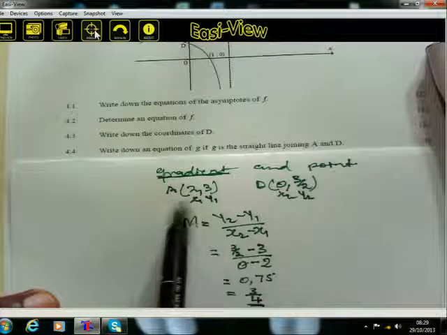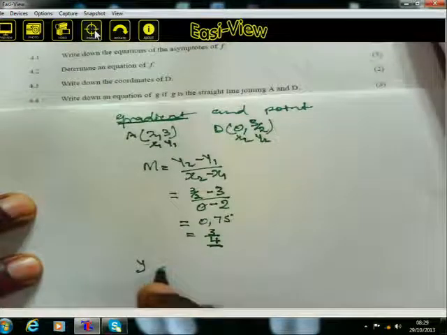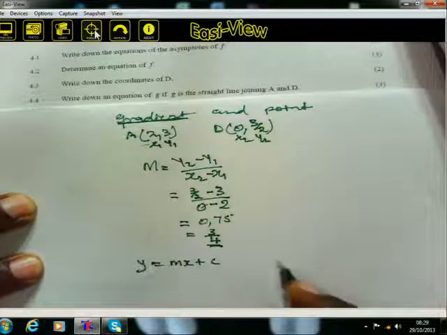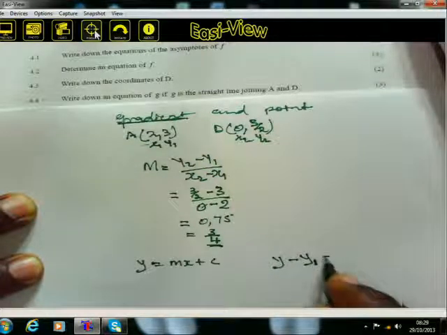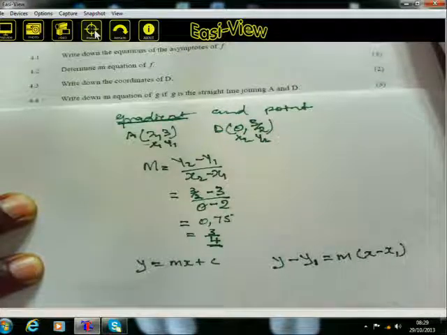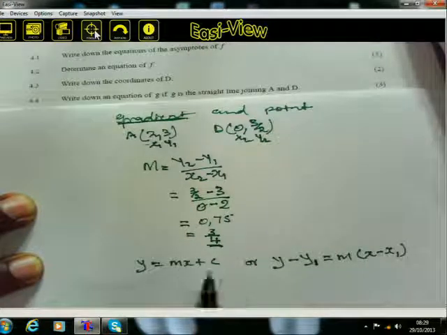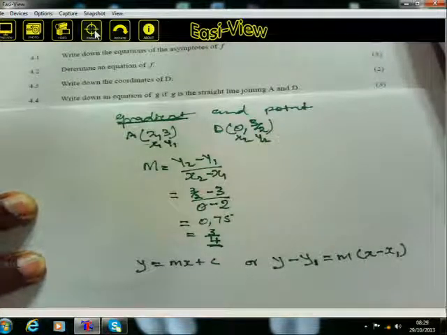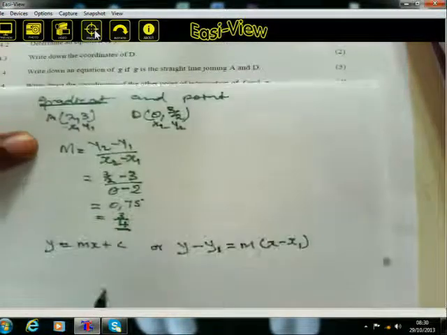Now we have a point. Now we can get our equation, which is y equals mx plus c. Remember, you can use your favorite formula again: y minus y1 is equal to m into x minus x1. This is not a different formula. You can use one of them. If you are comfortable with this one, use it. If you are happy with this one, use it too. Any of these formulas will do.